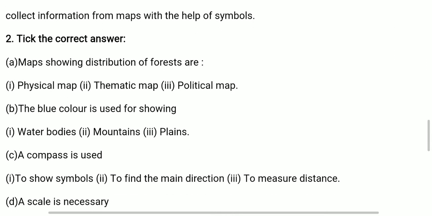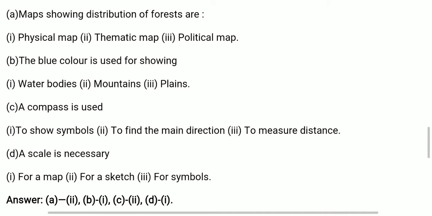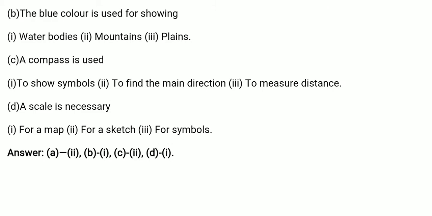Now next question, tick the correct answer. First A, map showing distribution of forest are first physical map, second thematic map, third political map. Answer second is correct, thematic map. Now question B, the blue color is used for showing first water bodies, second mountain, third plains. Answer first is correct, water bodies.